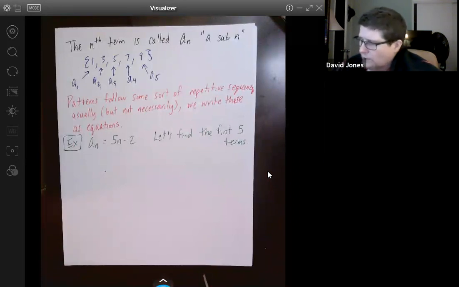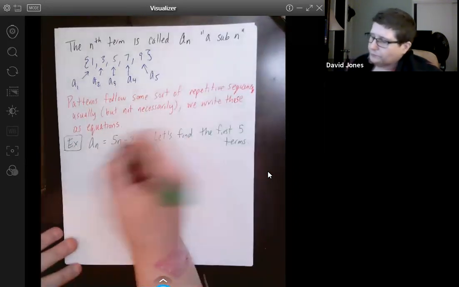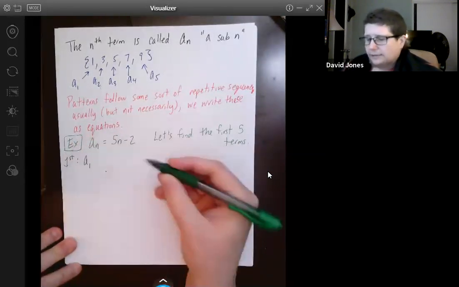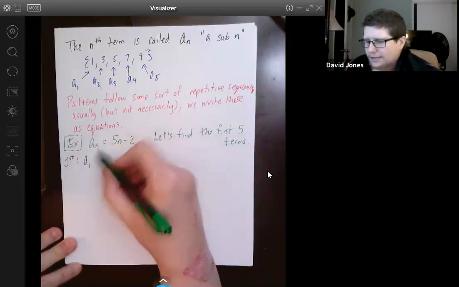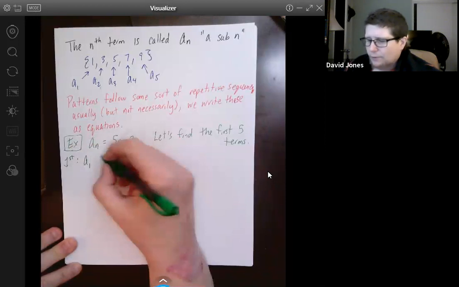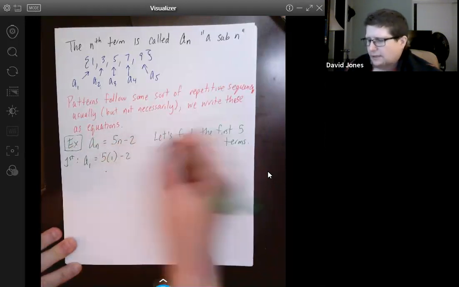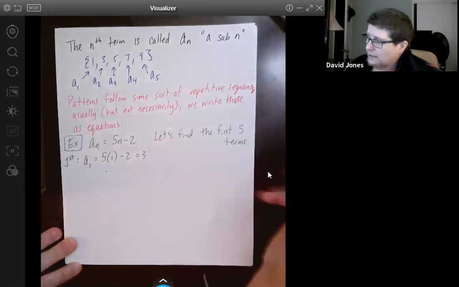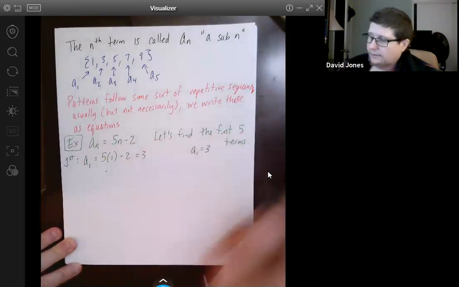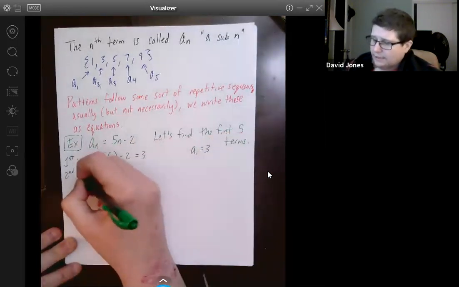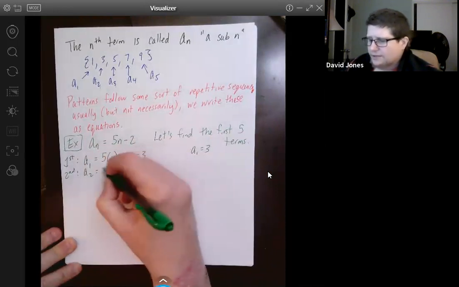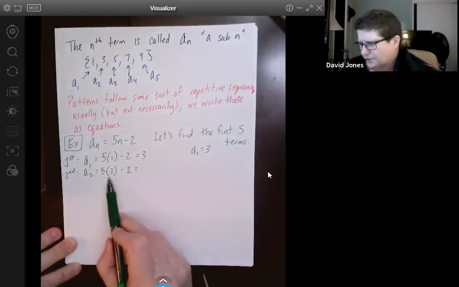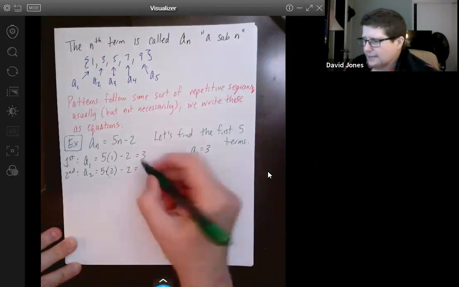So how are we going to do that? Well, the first term is going to be a sub 1. And here, notice that n and 1 have the same spot, so we're going to replace n with 1. So I've got 5 times 1 minus 2 is 3. So a sub 1 equals 3. If I do the second term, a sub 2 is 5 times 2 minus 2. 5 times 2 is 10, minus 2 is 8.